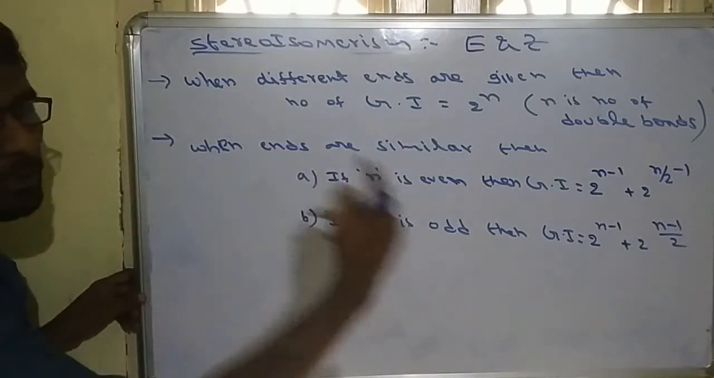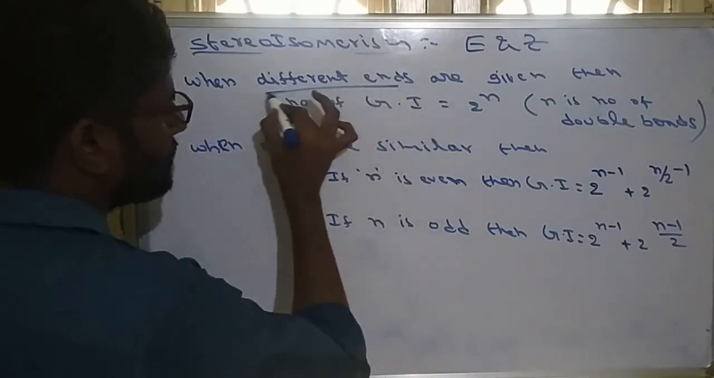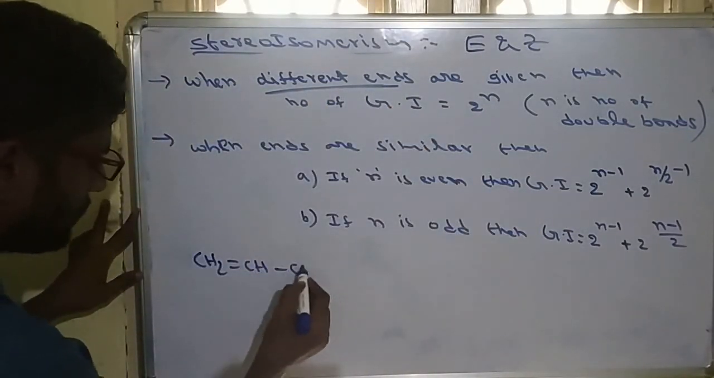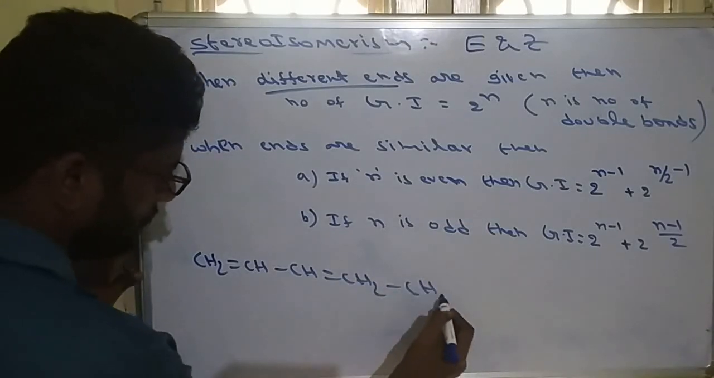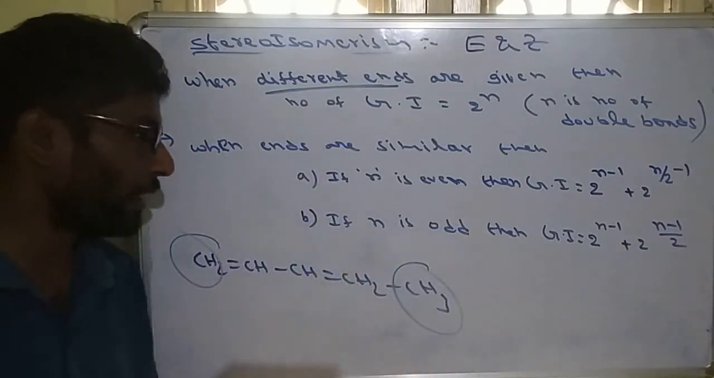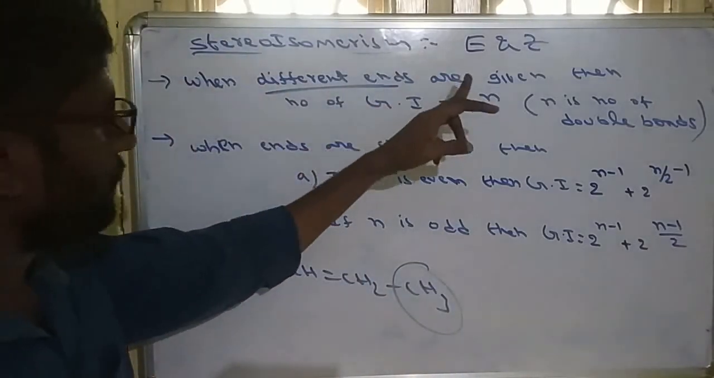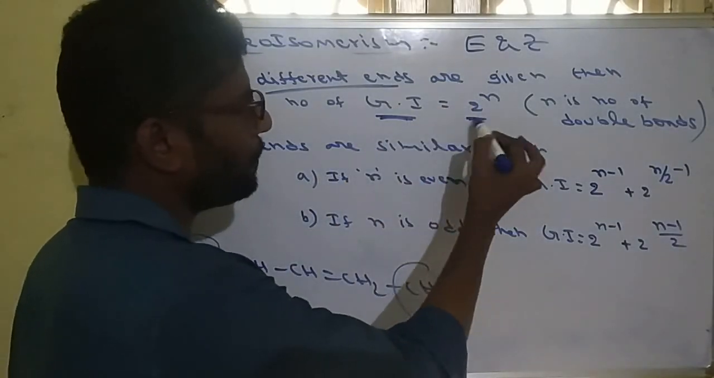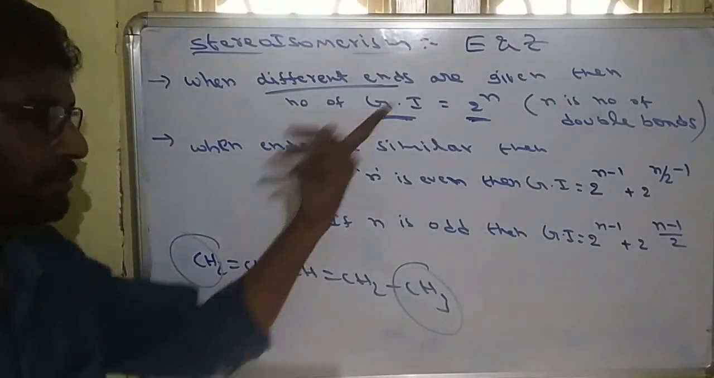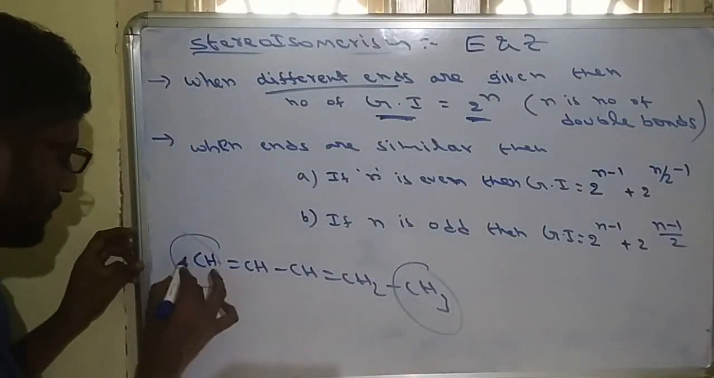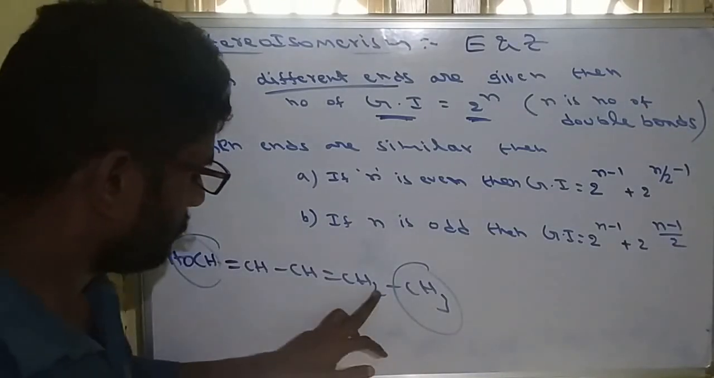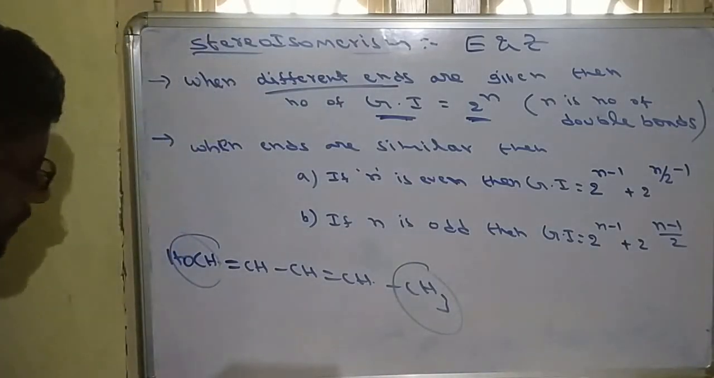When the given alkene has different ends, for example CH2 double bond CH, CH double bond CH2, CH3. See this, one end is CH2, the other end is CH3. So both ends are different. Then we use this formula. When both ends are different, the number of geometrical isomers is 2 power n, where n is the number of double bonds. Here 2 double bonds are there, so we can calculate. I am writing CHOH here. So this molecule, both ends are different.